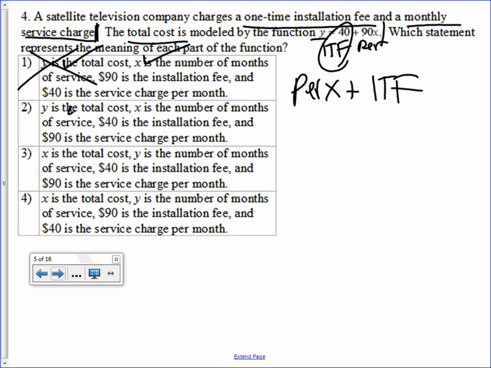Y is the total cost. Yes. X is the number of months. Yes. 40 is the installation fee. Yes. 40 is your one-time fee. And 90 is your service charge per month. Yes. 90 is your per. That's your answer.